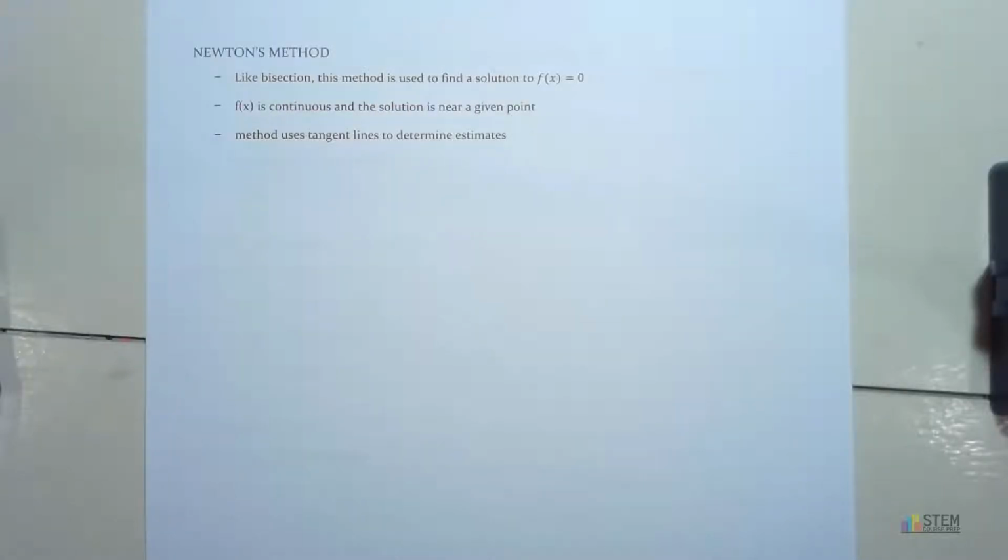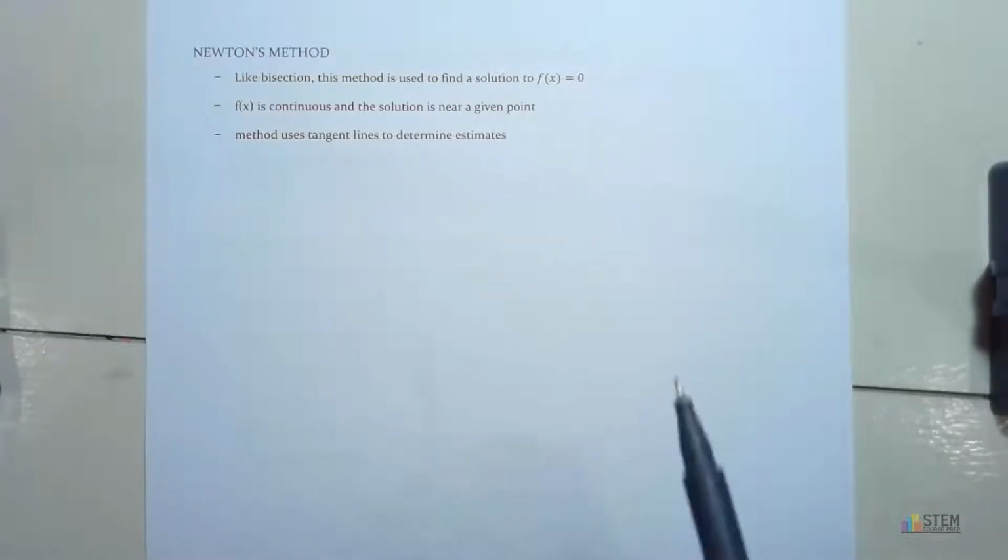Newton's method. This one is going to be similar to the bisection method, but this one typically is used a lot more than the bisection method. This is going to be the most commonly used root finding method. It's used quite a bit. I used it all the time back when I was working as an engineer for a defense contractor.